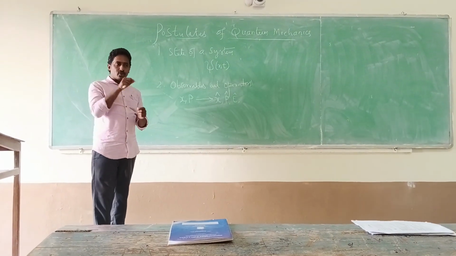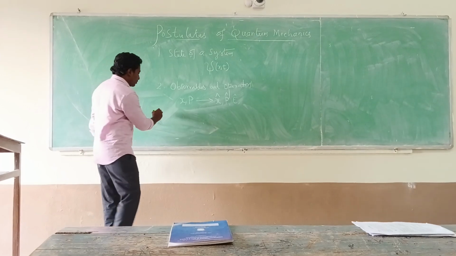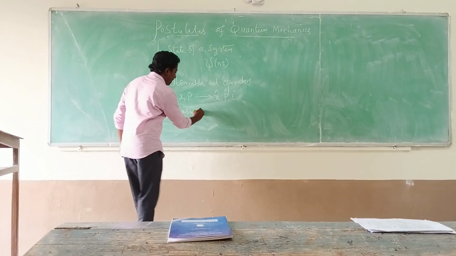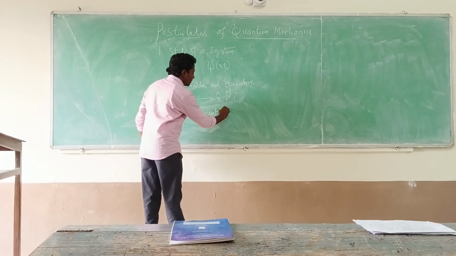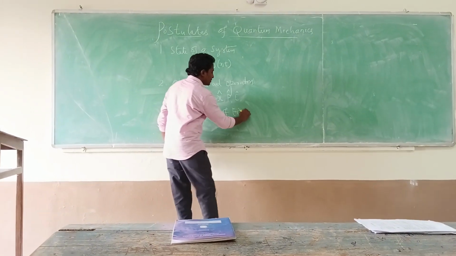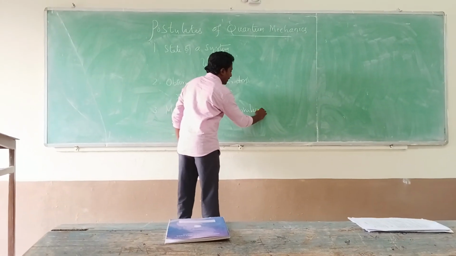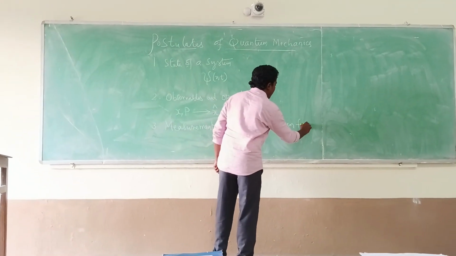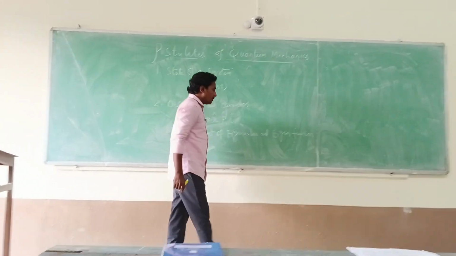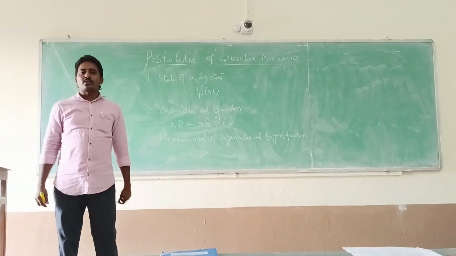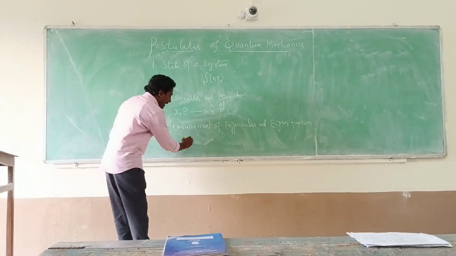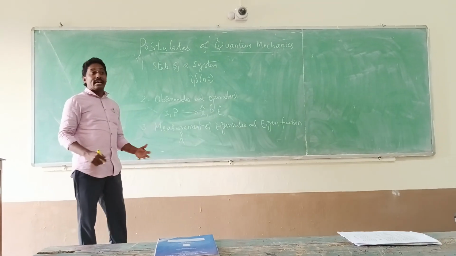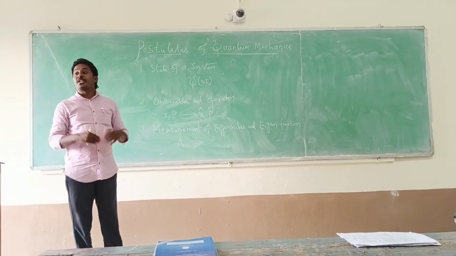After choosing a suitable operator for the system, the third postulate is measurement of eigenvalues and eigenfunctions. This is the third postulate of quantum mechanics. So when an operator A is acting on a state vector.